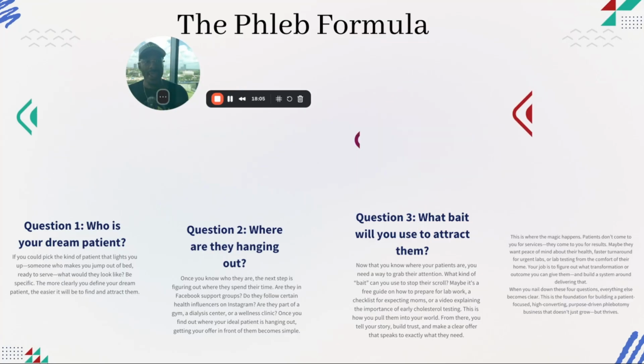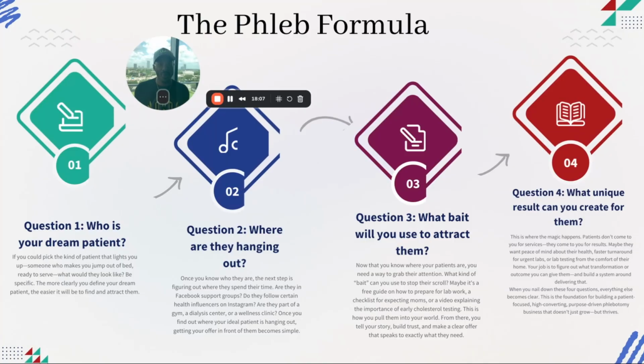And then finally is going to be the 4th question. So screenshot all of this. So what unique result can you create for them? And we're going to be completely real, because this is where the magic happens. But patients don't come to you for services. They come to you for results, okay? So maybe they want peace of mind about their health, faster turnaround times for urgent labs, or even lab testing from the comfort of their home. They just want that convenience, right?